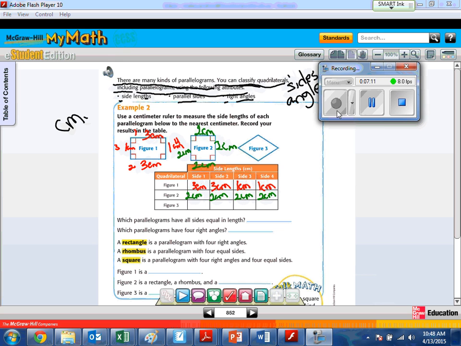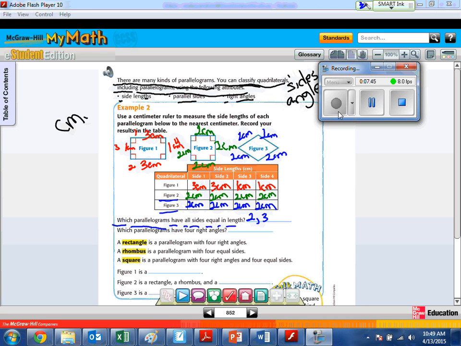So now let's take a look at our last figure, figure 3. And you're going to find, just like figure 2, figure 3 also had 2 centimeters all the way around. So this will be easy. We can just put 2 centimeters for all of them. Alright, so now we've got to figure out which parallelograms have all sides equal in length. Well, if we look at all of the sides, we should see that figures 2 and 3 have all sides of equal length.